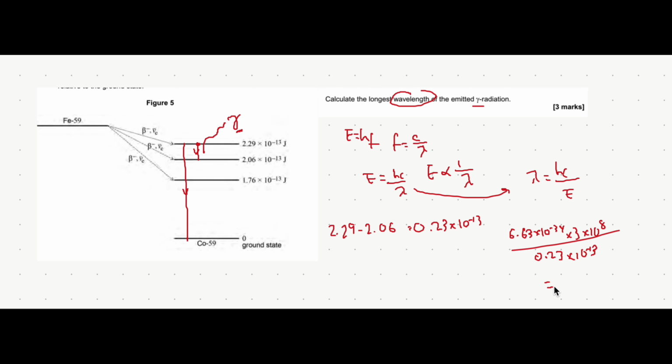And then all of that divided by 0.23 times 10 to the power of minus 13. Hold on, sorry, I might not have typed that in correctly. Okay, so 3 times 10 to the 8, because I actually need to remove my division sign. Yeah, that's a much better answer: 8.65 times 10 to the minus 12. And because it's a wavelength, it's essentially a length that you're measuring, so it's in meters.